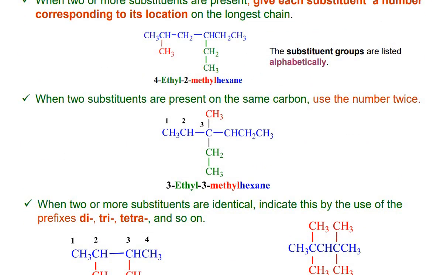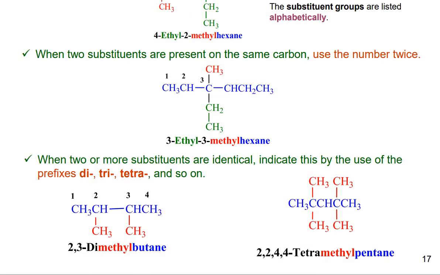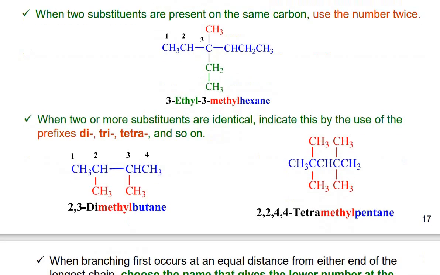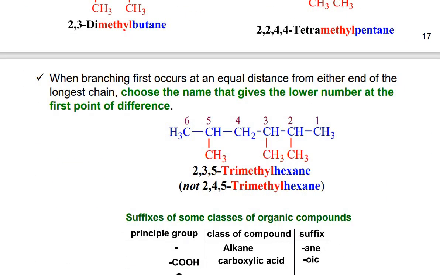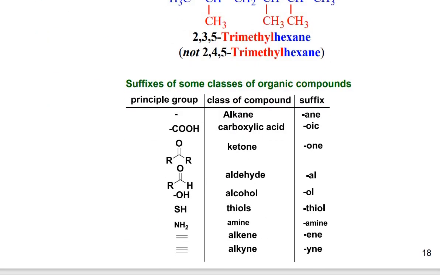So 3-ethyl 3-methylhexane. When 2 or more substituents are identical, indicate this by the use of the prefix di, tri, tetra and so on. So 2,3-dimethylbutane and 2,2,4,4-tetramethylpentane. When the branch first occurs at an equal distance from either end of the longest chain, choose the name that gives the lower number at the first point of difference. You can see 2,3,5-trimethylhexane, not 2,4,5-trimethylhexane. Now, suffixes of some classes of organic compounds: principal group, class of compound, and suffix.